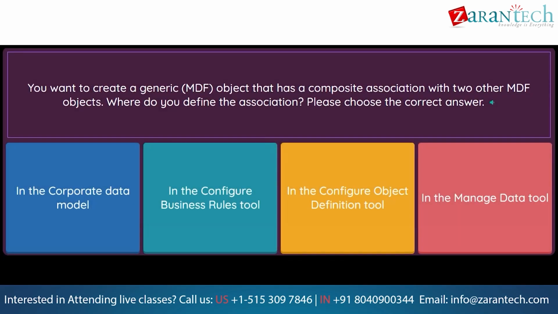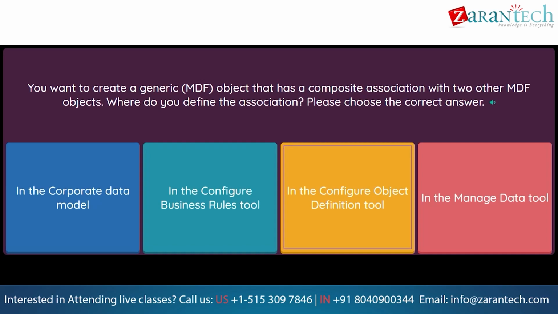Question: you want to create a generic MDF object that has a composite association with two other MDF objects. Where do you define the association? Please choose the correct answer. Option 1, in the corporate data model. Option 2, in the configure business rules tool. Option 3, in the configure object definition tool. Option 4, in the manage data tool.